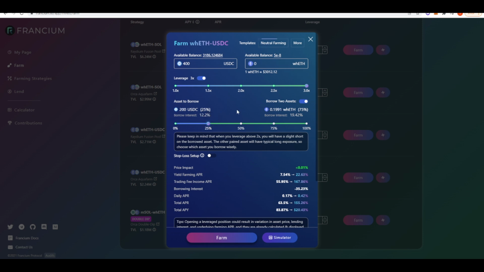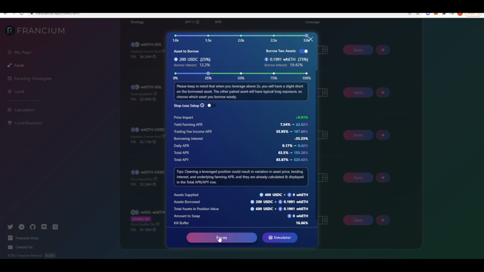If you're doing the pseudo delta neutral hedging strategy and you're only supplying USDC, only supplying stablecoins, you want the assets to borrow being 25% stablecoins and then 75% whatever asset you're yield farming. So in this case, I've got 25% USDC and 75% wormhole ETH as the assets that I want to borrow. That's how you'd set it up, and then you can go ahead and press farm.